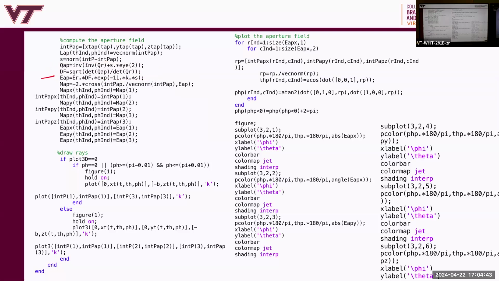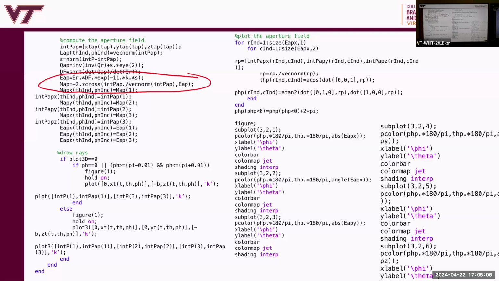Now we can calculate E at the aperture: E reflected multiplied by the divergence factor multiplied by e to the minus jkS, where S is the norm of the ray which goes from the intersection point of the sphere to the intersection point of the aperture. Yeah? All right. Now I calculate the magnetic current density in the aperture plane as minus 2 n crossed with E.